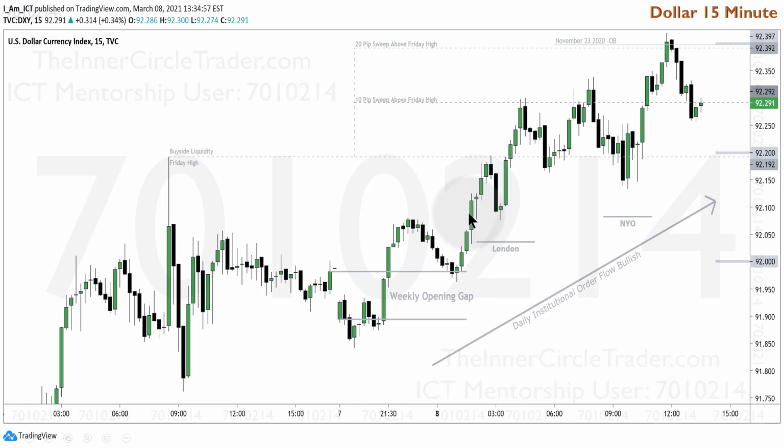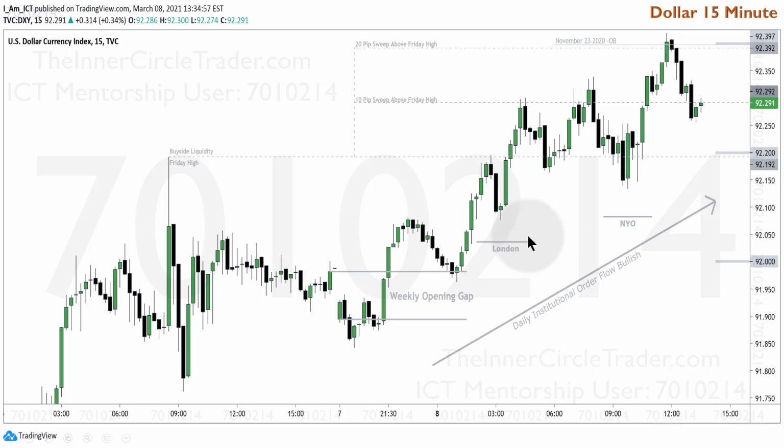What should it rally for first? Friday's high. Buy side liquidity rests above that. 10 pips above, 20 pips above. Extend it out in time. We also have November 23rd, 2020 bearish order block. You can go out to your higher time frame and see what that is. And the market rallies up into that. 20 pips above Friday's high.